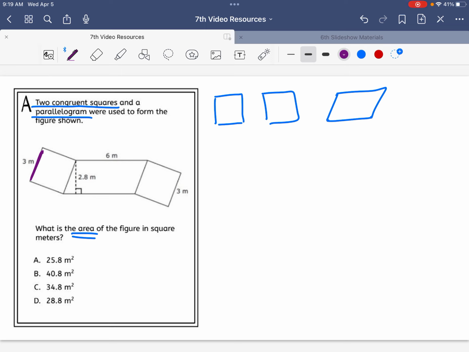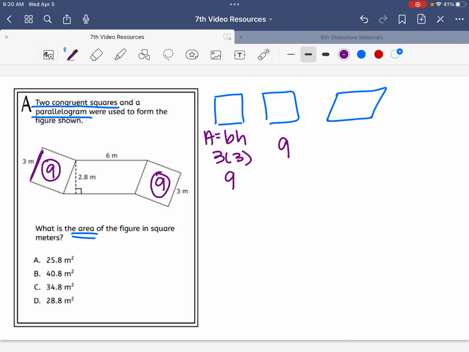When I look at my formula chart, I know that the formula for area of a square is the same as a rectangle. And so area will equal base times height, which in this case is just 3 times 3. So the area of the first square is 9, which means the area of the second square also has to be 9 because they're congruent. And then now all we have left is our parallelogram.